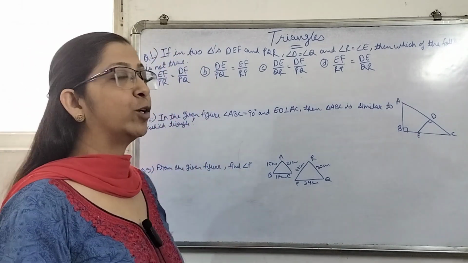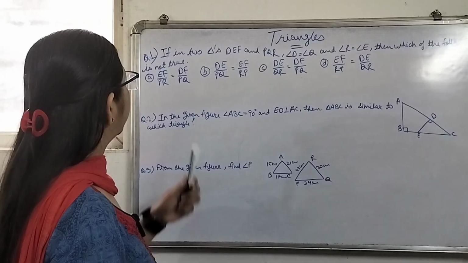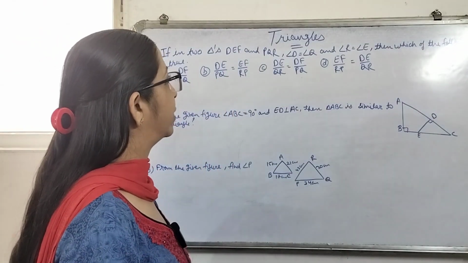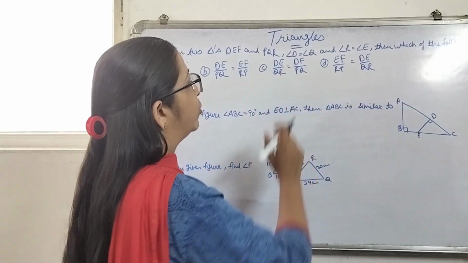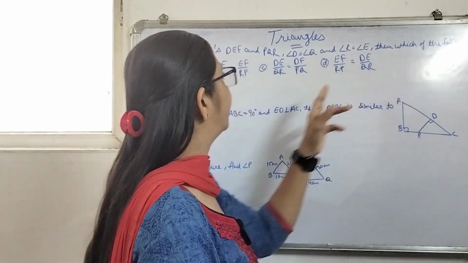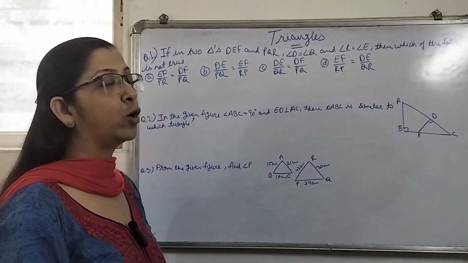So let's see some of the questions. If in two triangles DEF and PQR, angle D is equivalent to angle Q and angle R is equivalent to angle E, then which of the following is not true?